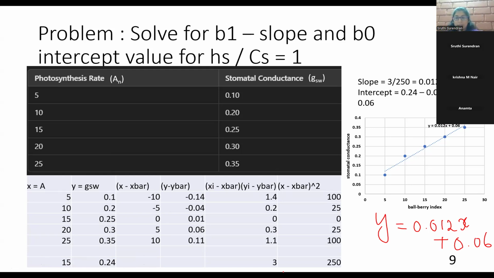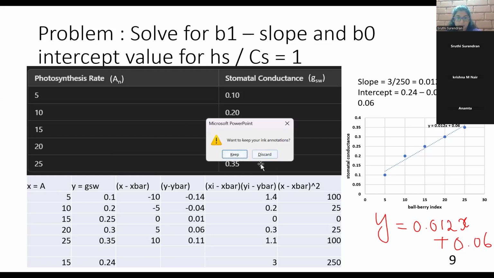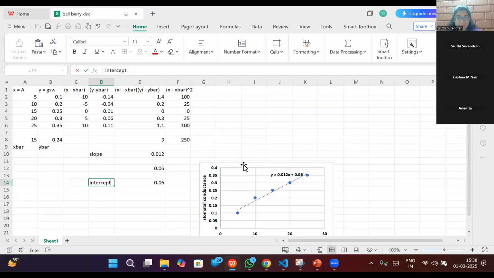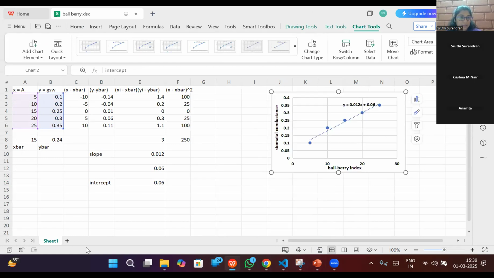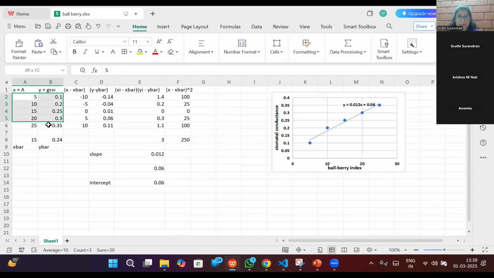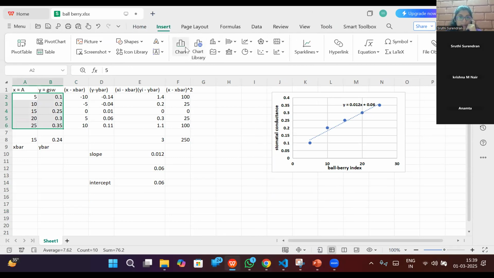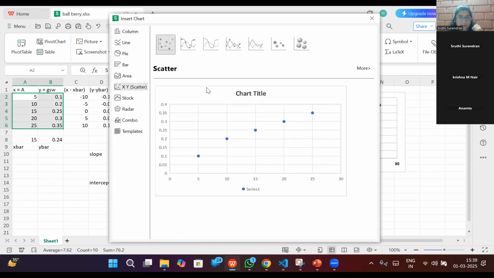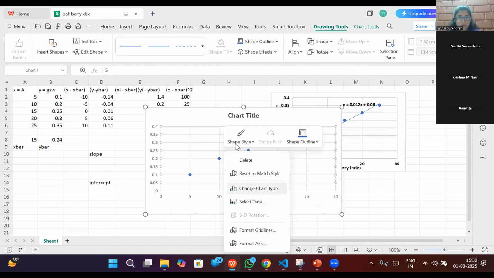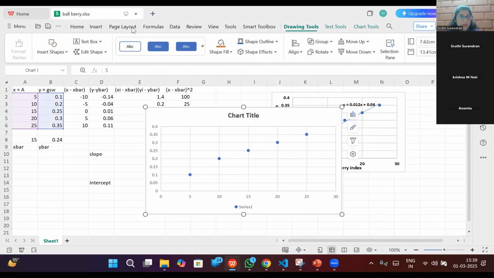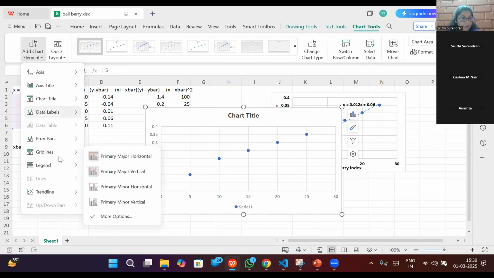So for one line, we'll have one slope and one intercept. Now in Excel itself, what you can do is plot these points as a graph. I'll plot a new graph here. Insert, chart, XY scatter, and I get a scatter like this. Then when I right click, or in chart tools, add element, there is an option called trendline.